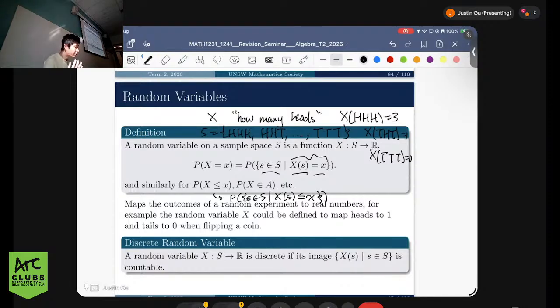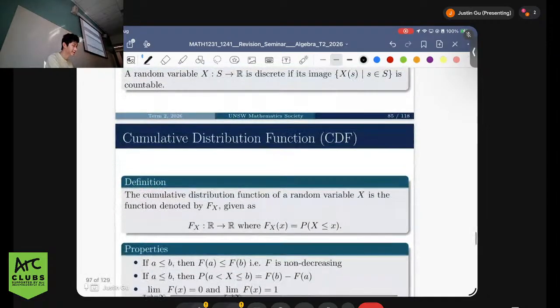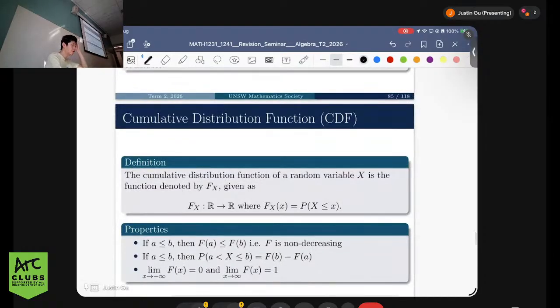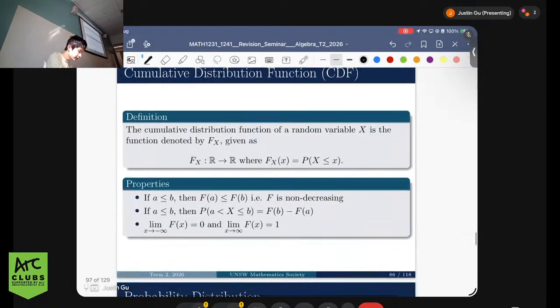So this maps the outcome of a random experiment to real numbers. For example, the random variable X could be defined to map heads to 1 and tails to 0 when flipping a coin, right? And we call these random variables discrete if its image is countable, i.e. there's a countable number of values X could take. So for example, X could be restricted to the natural numbers, or X could be restricted to only 1, 2, and 3, and so on and so forth, right?